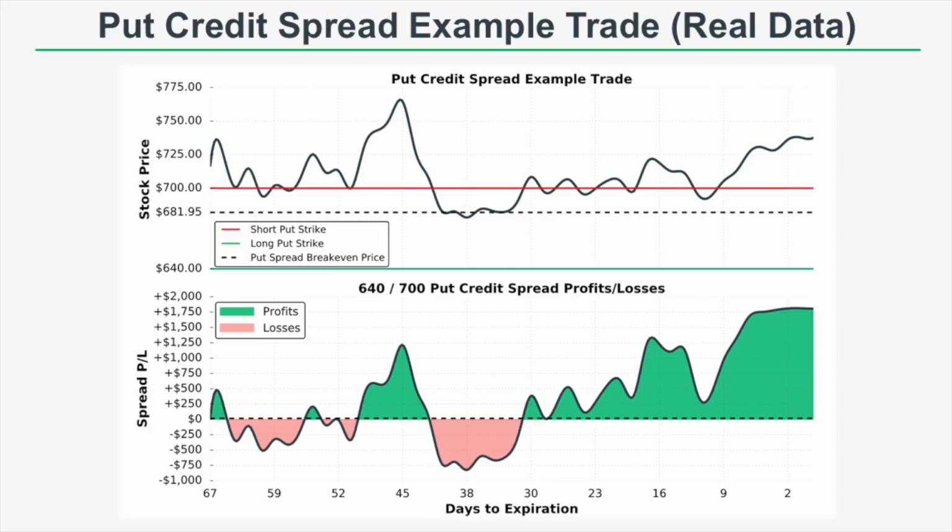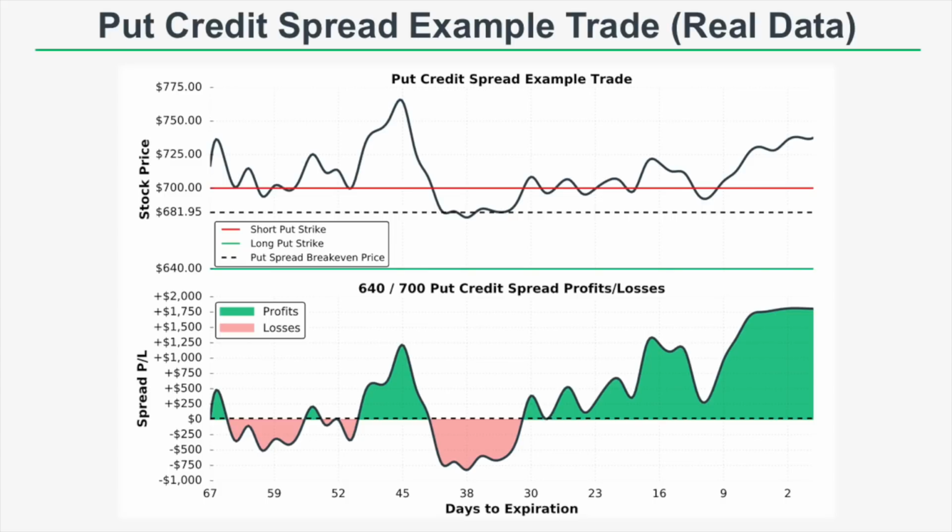Now on the bottom part of this graph, we're looking at the profit and loss of the spread as time passes. So as we can see here, anytime the stock price drops, it is negatively affecting our profit and loss since we sold the put spread. And anytime the stock price increases, that benefits our P&L because as the stock price increases, put spreads lose value. And since we sold the put spread, we want its price to decrease.